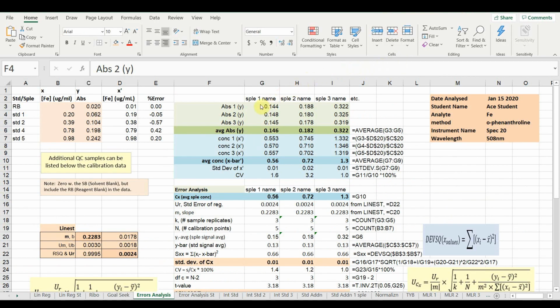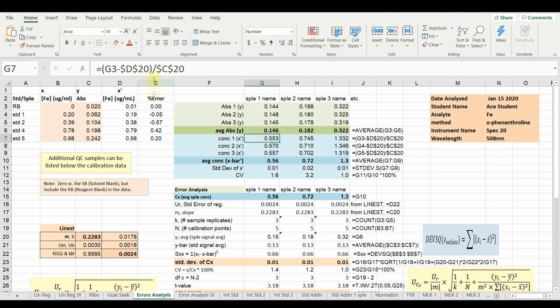She analyzed each sample for iron 3 separate times. This then is the average of the 3 absorbances. She then forecasted the concentration of each of the samples using the equation x is equal to y minus the intercept divided by the slope. Y is the particular absorbance.